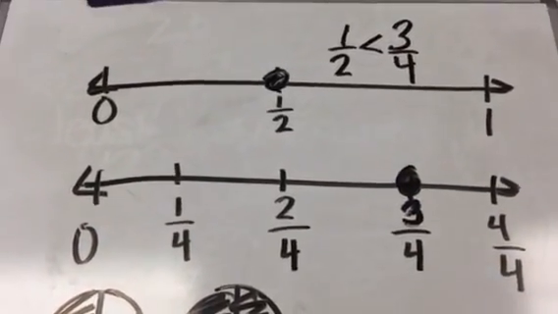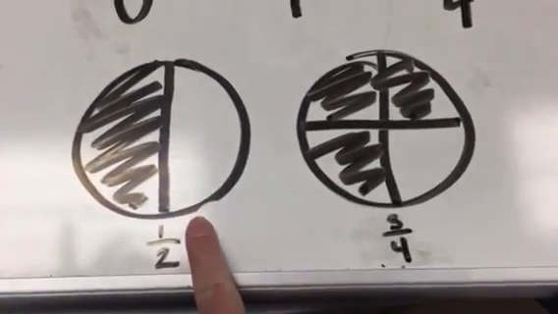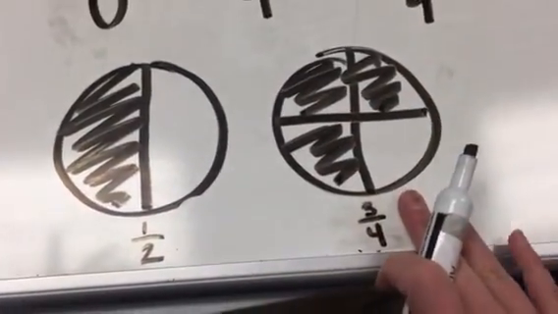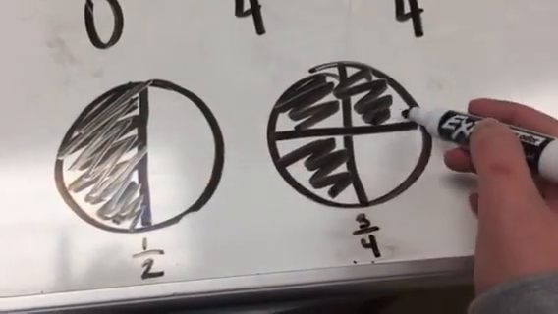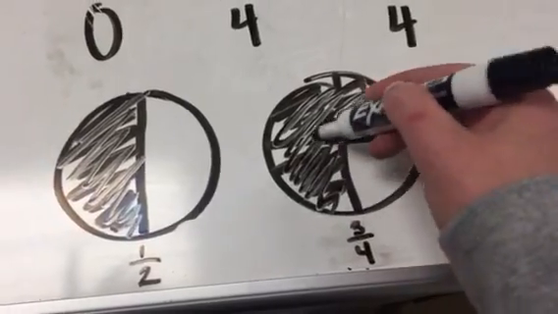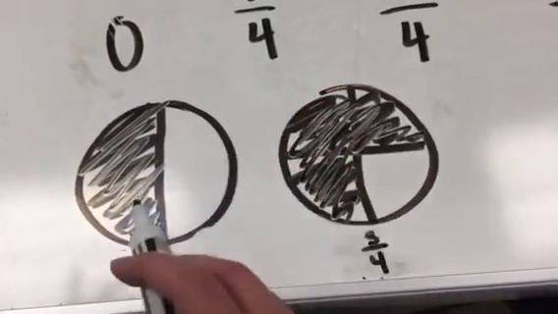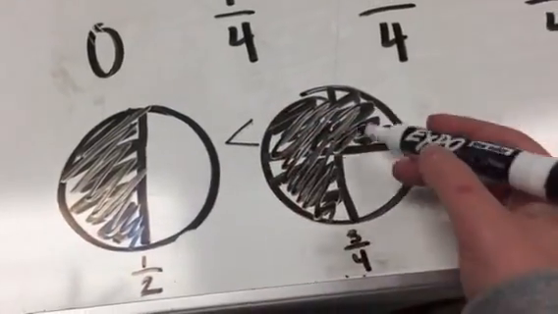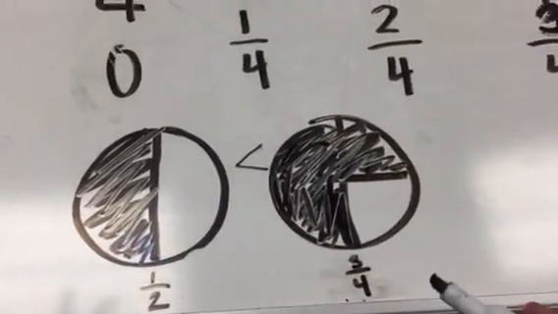Okay? Another way is drawing a picture. Let me show you the picture. I drew 1/2 here and I drew 3/4 here. 1/2 has this much shaded in, but look how much 3/4 has. Look at all of that. So because 3/4 has more shaded in, it is larger. So I'm going to say 1/2 is less than 3/4 because 3/4 has so much more shaded in.